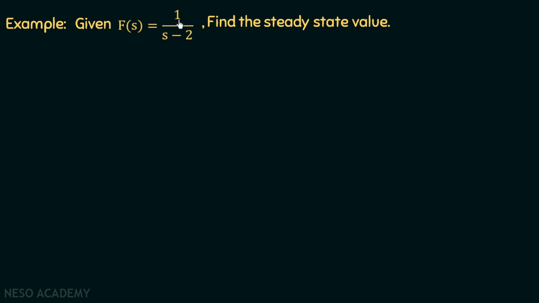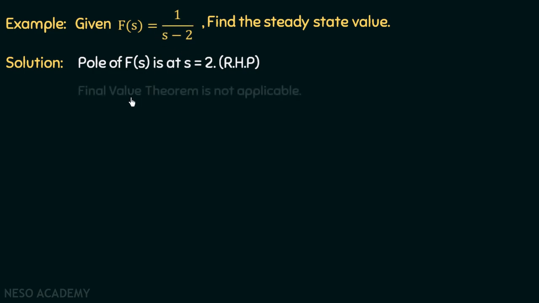Given F(s) equal to 1 over s minus 2, find the steady state value. We are given a function F(s) equal to 1 over s minus 2, and we need to find the steady state value or the final value of this function. In the solution, we can see the pole of F(s) is at s equal to 2, which is in the right half plane. So this function has a pole in the right half plane, and we can say the final value theorem is not applicable.